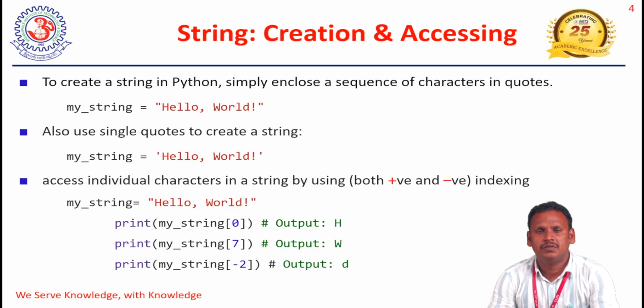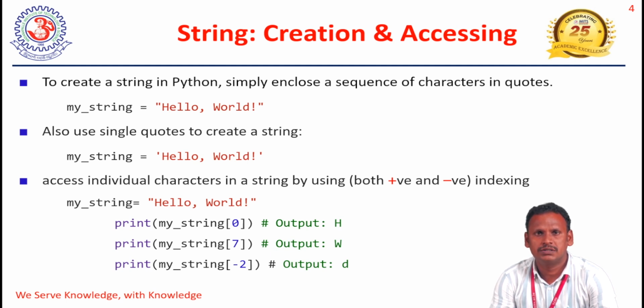Next. Now we'll see how to create a string. To create a string, first we have to use a variable. My variable name is my_string equal to "hello world". In my_string variable, I am storing the string hello world, which I kept in double quotes. We can also create it by using single quotes. The same variable my_string, and I am assigning the hello world string to my_string variable. And then, how to access individual characters from the string?